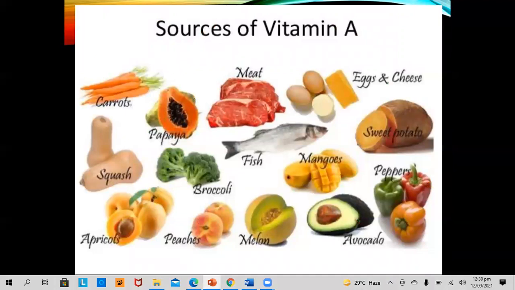First is vitamin A, and in the picture you can see that vitamin A sources are meat, fish, then carrots, papaya, broccoli, apricot, peaches, melon, avocado, pepper, mangoes, egg and cheese, sweet potatoes.